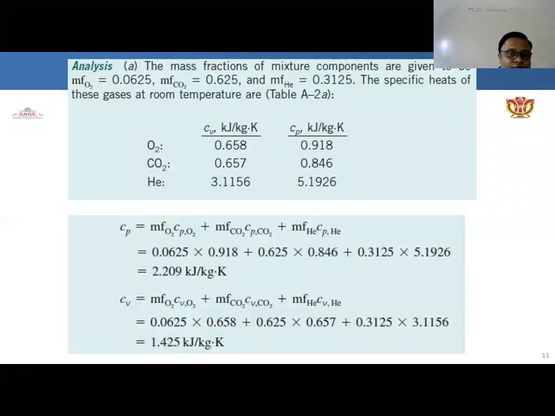So this is the solution analysis. When going on for the mixture, the mass fractions of the mixture components are given.